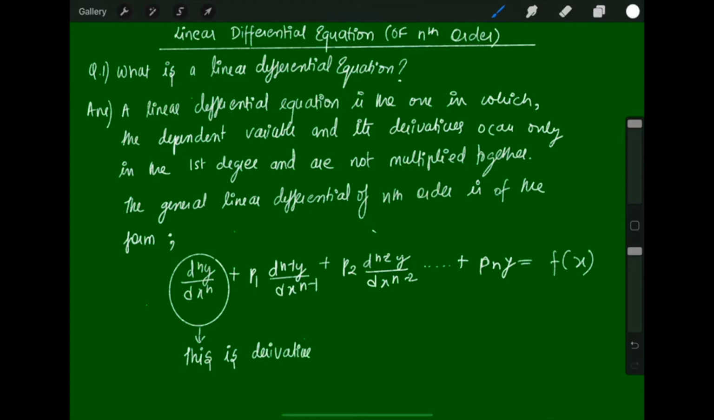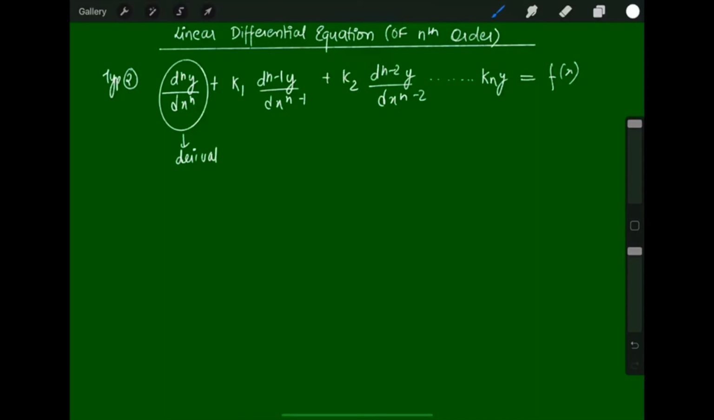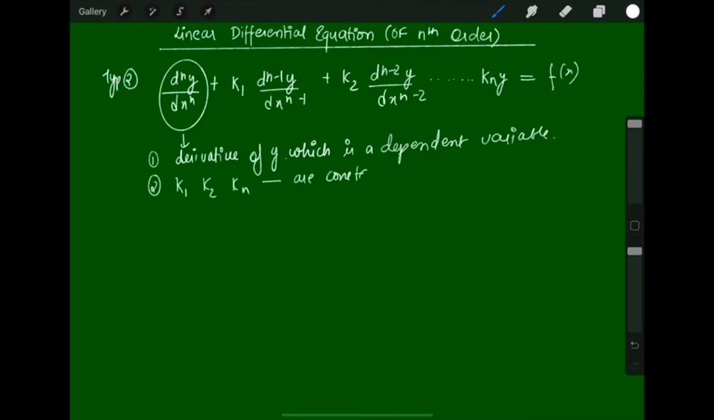d^n y by dx^n is a derivative of the dependent variable y. p1, p2, p3 are functions of the independent variable x. Type 2: d^n y by dx^n plus k1 d^(n-1) y by dx^(n-1) plus k2 d^(n-2) y by dx^(n-2) up till kn y is equal to f(x) is another form of a linear differential equation where k1, k2, k3 up till kn are all constants and f(x) is a function of x.